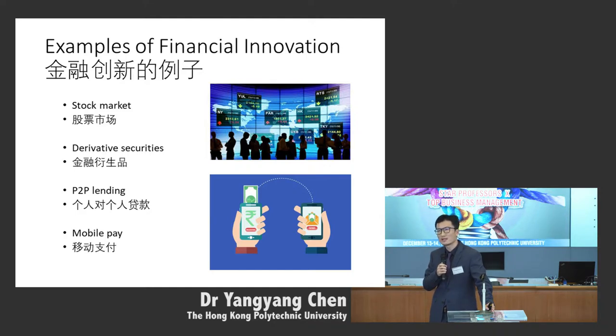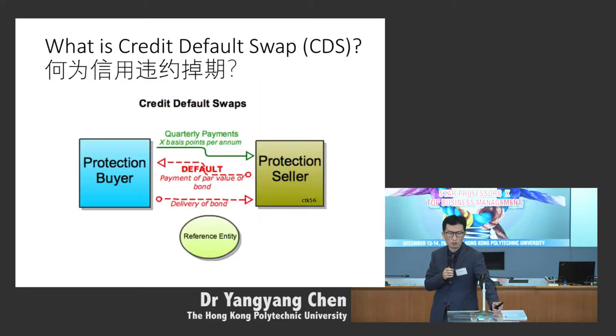But one thing that's not that clear is how financial innovation affects our real economy. Because there are so many financial innovations that we cannot check them one by one, my research focuses on one particular type of financial innovation, which is called the credit default swap. We call it CDS. CDS is one kind of financial derivative.